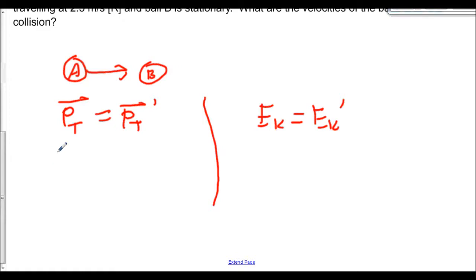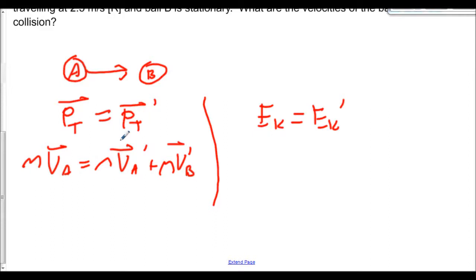So let's go and set that up. We have two objects, but notice initially B is at rest, so I can simplify that a little bit and just write m vA is equal to m vA prime plus m vB prime. All right, so there's our momentum conservation statement.